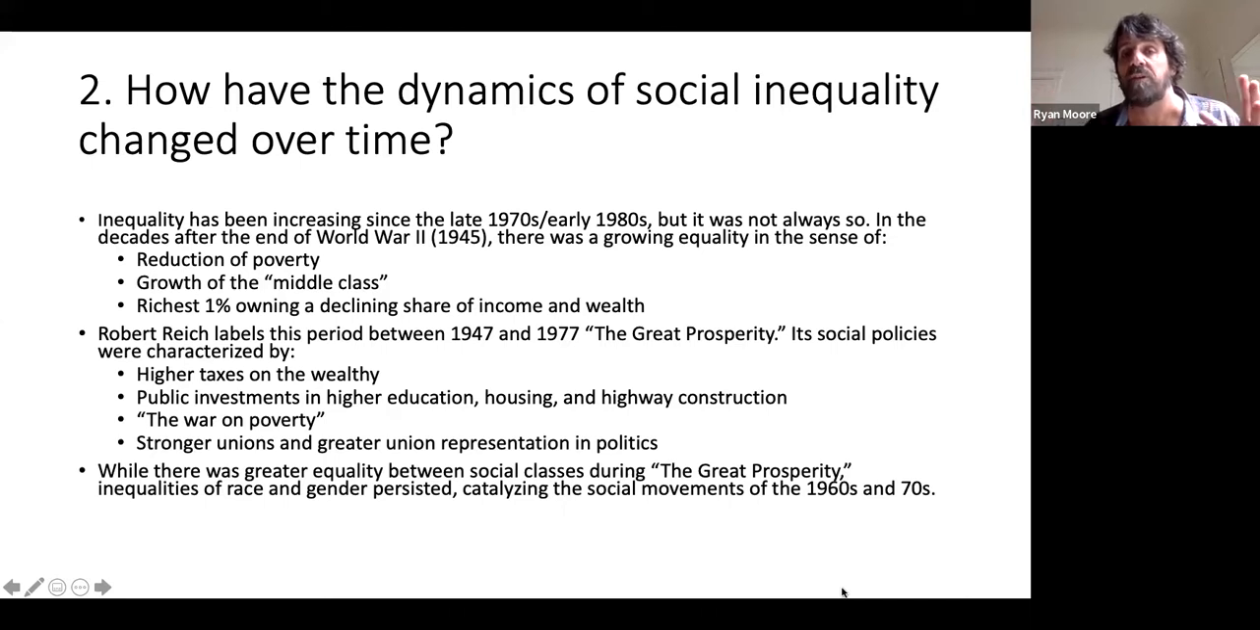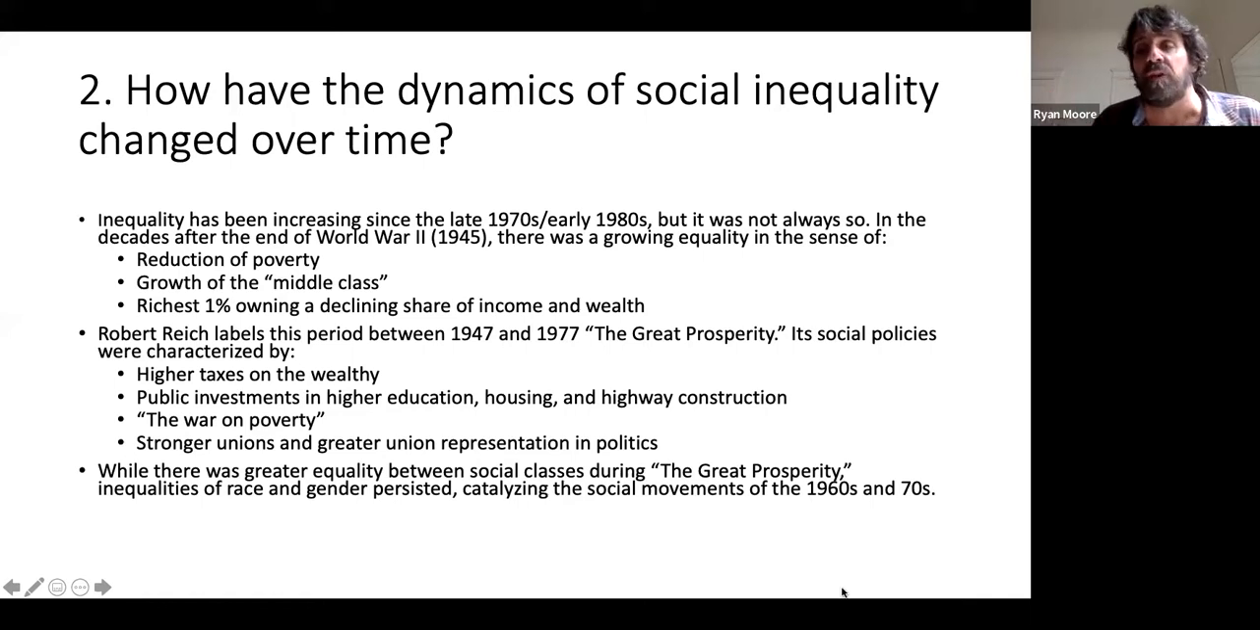So during this period, the 1% was taking home a declining share of income and wealth. They still had their yachts and they still had their homes in the Hamptons and all that kind of thing. You don't need to shed a tear for the 1% during the 50s and 60s, but they were taking home a lot less of the total wealth than they are today.